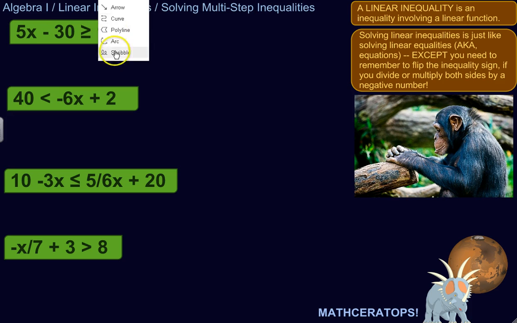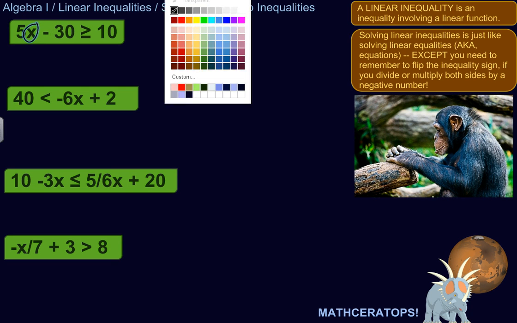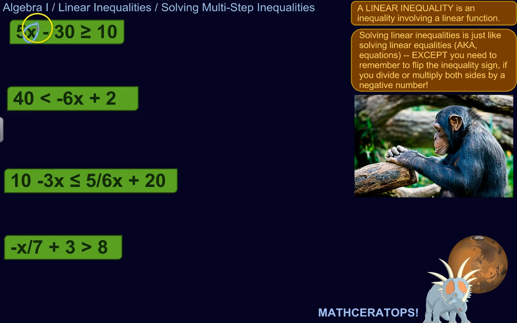So let's give this one a whirl. I've got 5x minus 30 is greater than or equal to 10. So I want to isolate the variable. I want to get x by itself so that it will become obvious what x is greater than or equal to. Right now, 5 times x minus 30 is greater than or equal to 10, but we're not sure how x relates to this whole thing yet. So we want to get x by itself, and we go in the reverse order of operations.